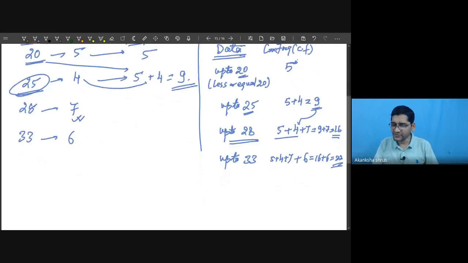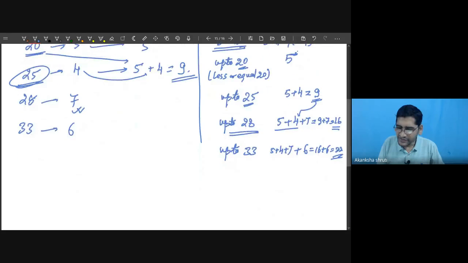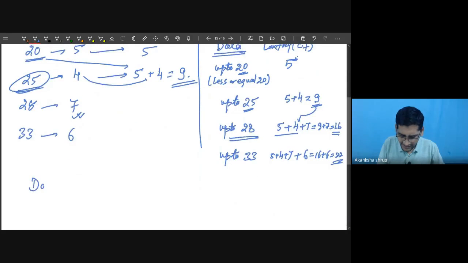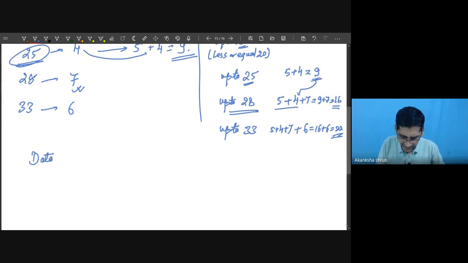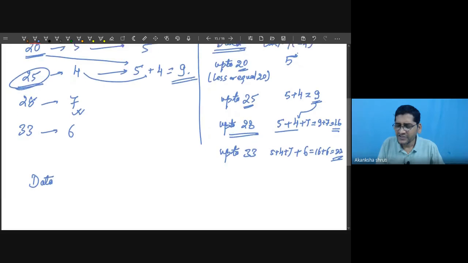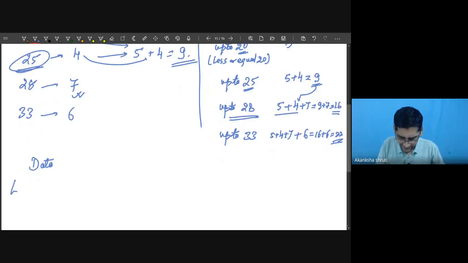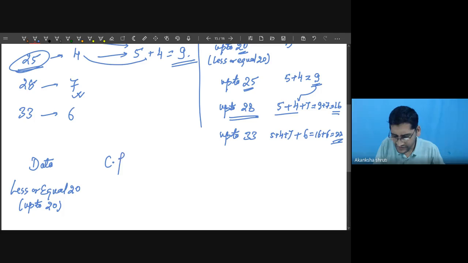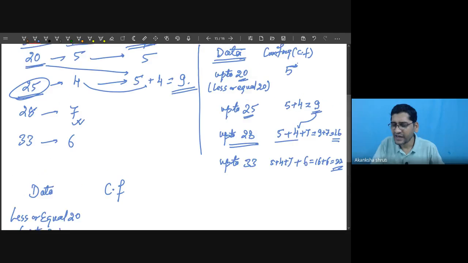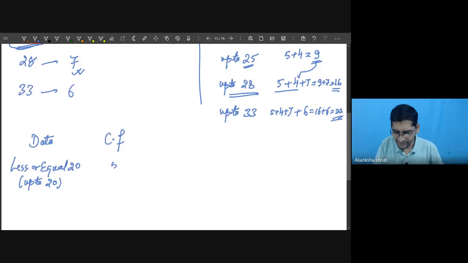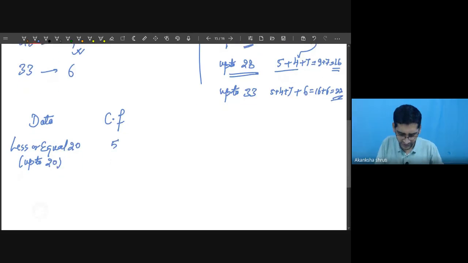So what we are getting? Writing in this form, the data less or equal 20. In short, you may also write this as up to 20, and their cumulative frequency denoted by CF. So just write the data that we have taken, no need of the calculation.